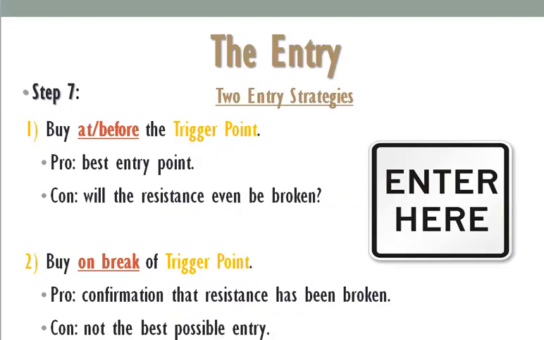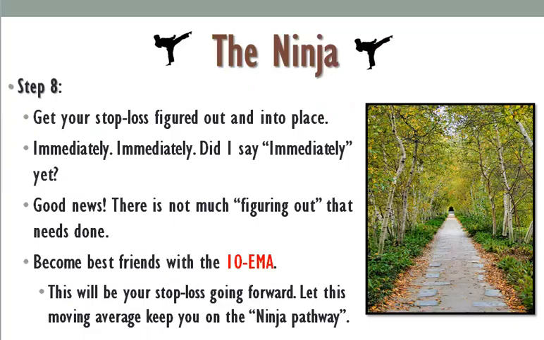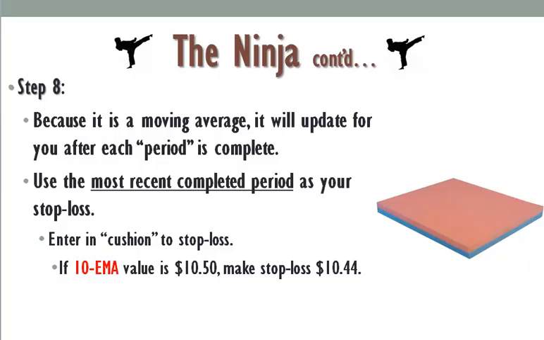Now, when we do get in, it goes back to the stop loss, our tour guide. Hopefully, I'm really starting to drive this in. We want to stay on the ninja pathway, and your best friend for that is going to be the 10 EMA. Remember to put that cushion in there. The cushion will be up to you in terms of how flexible you want it to be. But the point being, there needs to be a stop loss in there. It doesn't need to be a cushion, but there certainly needs to be a stop loss.